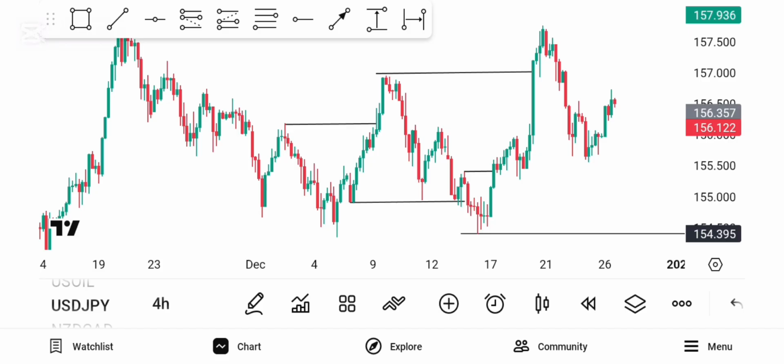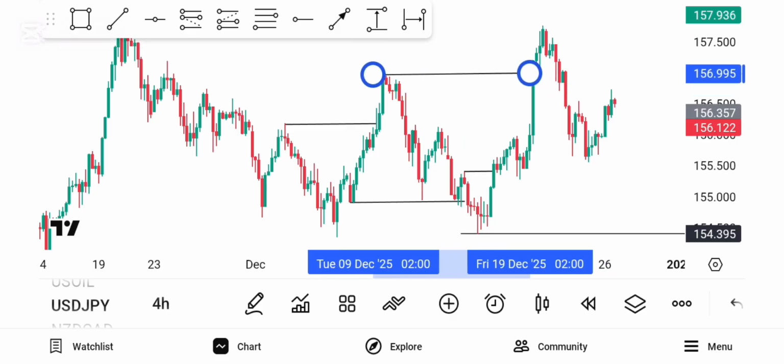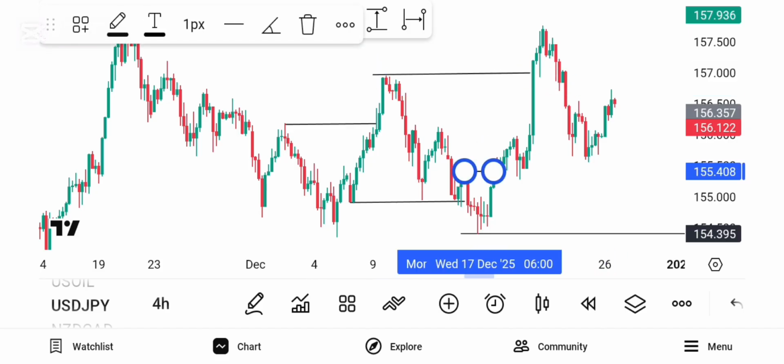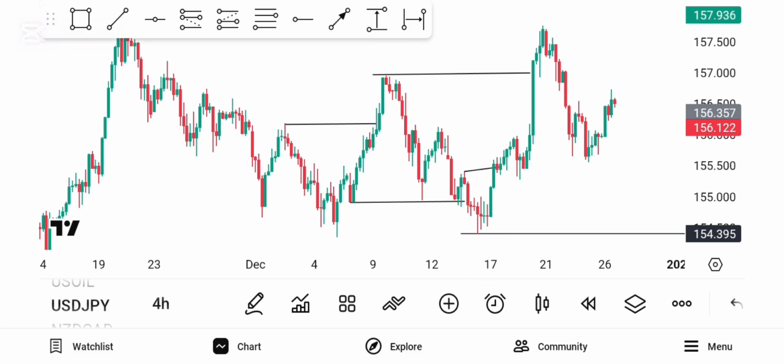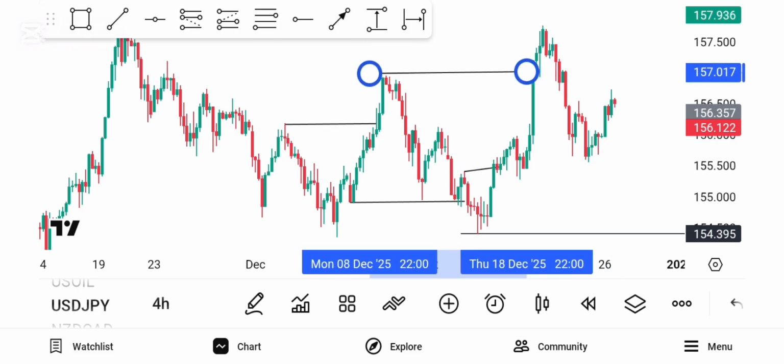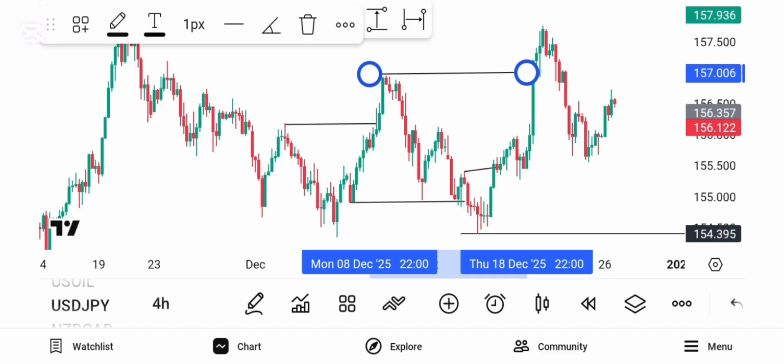Now you can see a shift in structure. No, this is actually a break in structure. So this is the shift in structure, and this is actually the break of structure. So there are two things you need to see on the chart before you analyze: shift in structure and break of structure.